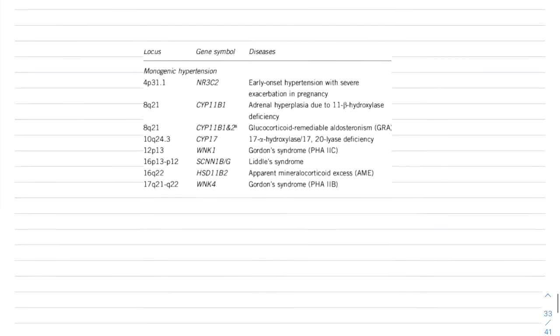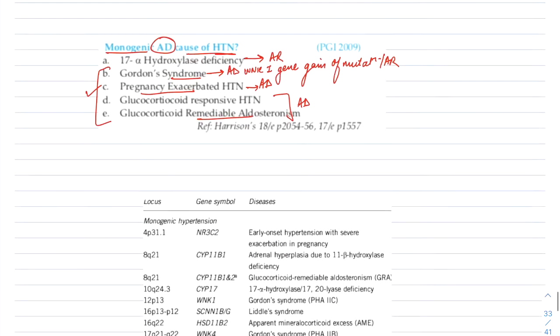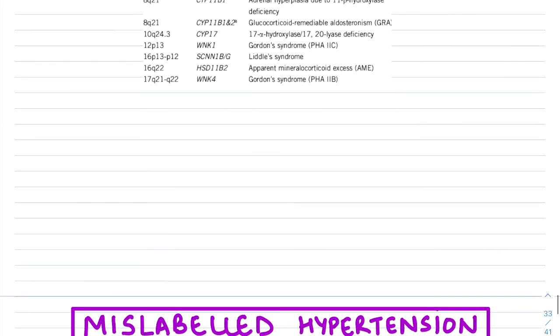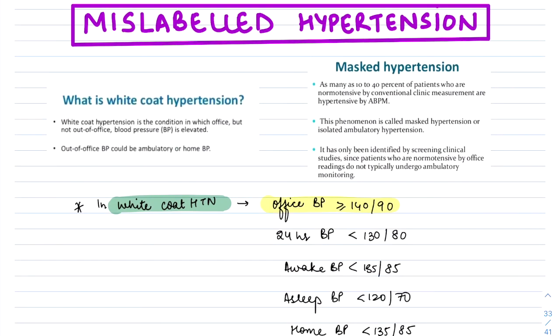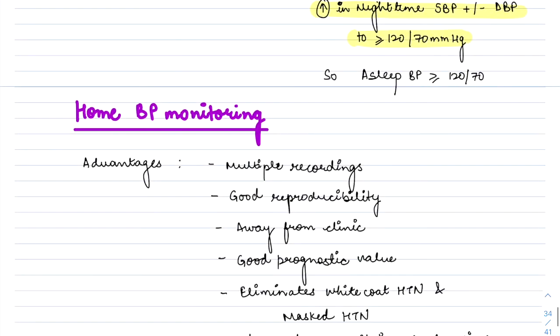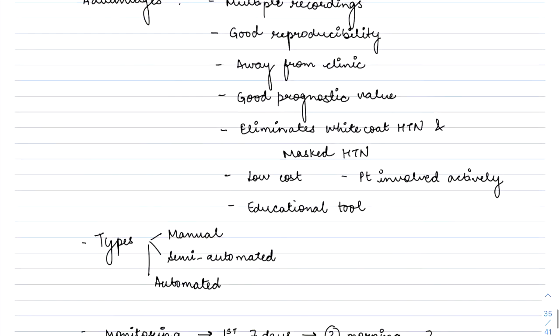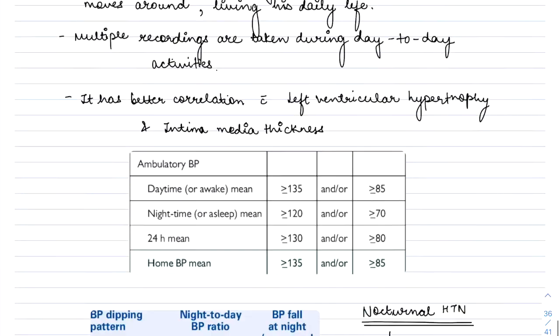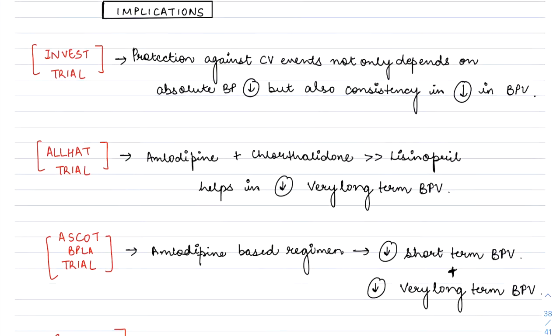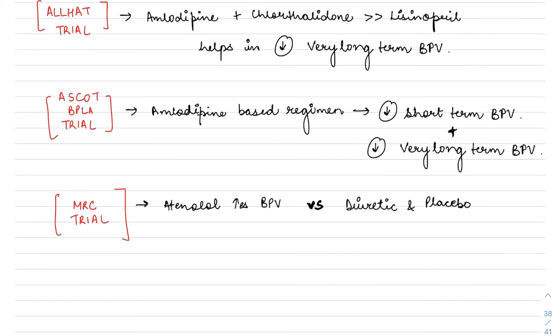All right. So this was all about the monogenic hypertension and the hypertension associated with monogenic diseases, together categorized as the hereditary causes of hypertension. In the next lecture, I'll be discussing the mislabeled hypertension, which includes the white coat hypertension and the masked hypertension. I'll also be discussing the home BP monitoring and the ambulatory BP monitoring, and also some points on the BP variability and its implications in the next lecture.